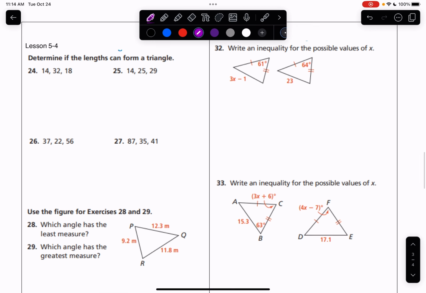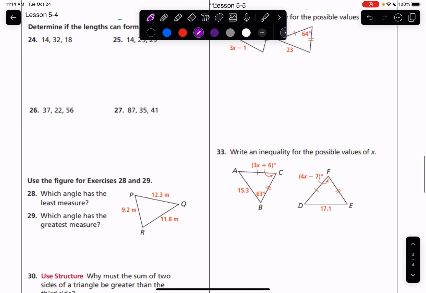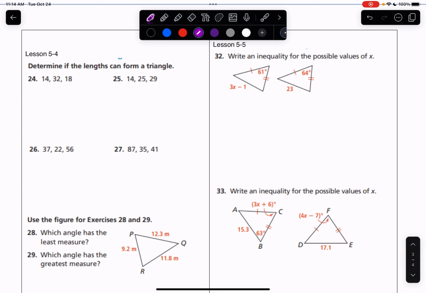Next, we've got lessons 5.4 and 5.5, these triangle inequalities. Determine if the lengths can form a triangle. We do that by seeing if the smaller two sides add up to be more than the bigger one. 14 plus 18 is not more than 32 because it's 32, so no. 14 plus 25 is more than 29, so that can form a triangle.